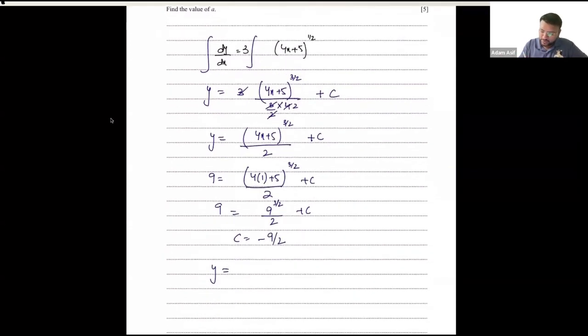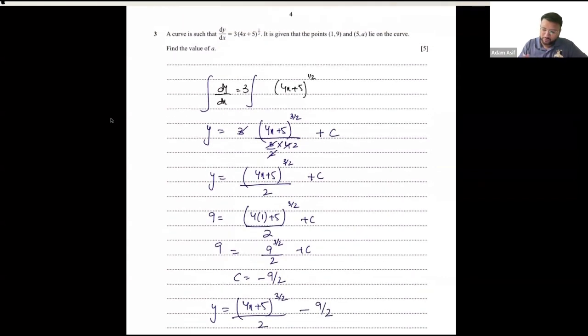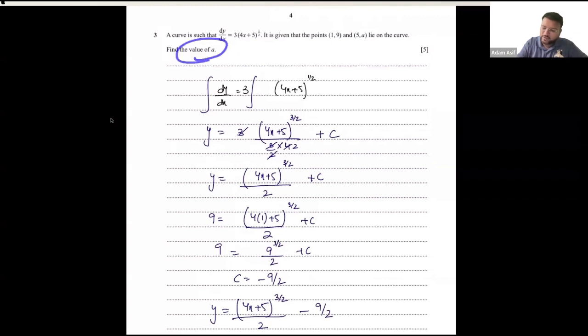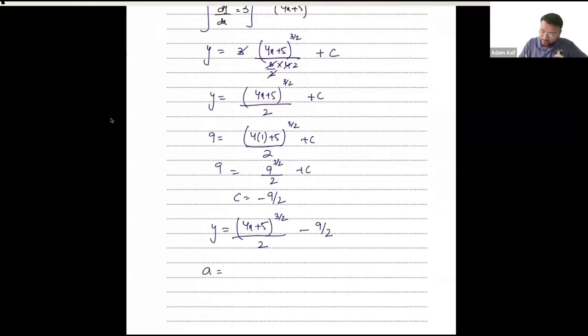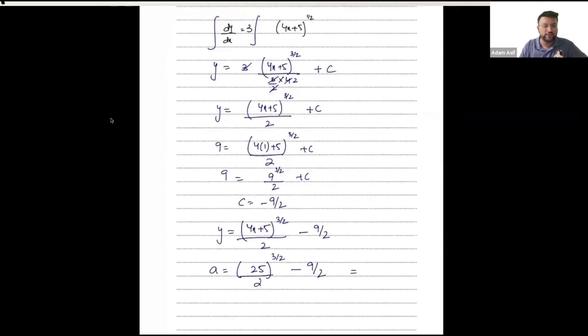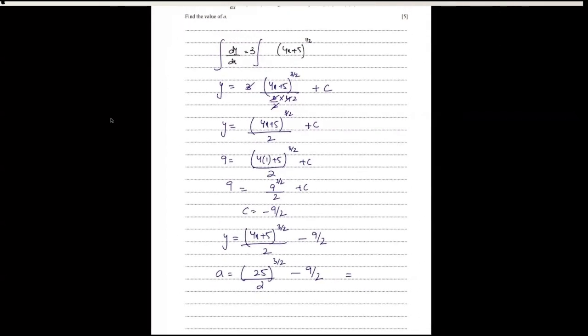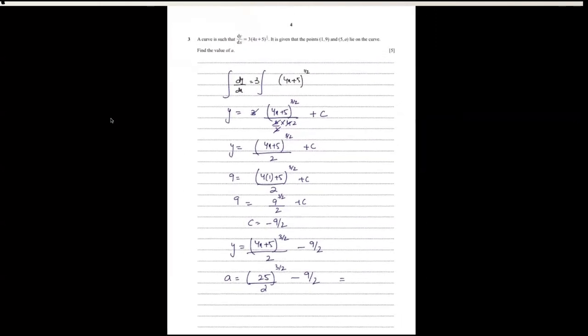So equation becomes y equals (4x plus 5) to the power of 3 upon 2 divided by 2, minus 9 upon 2. We want to find the value of a. To find the value of a, I'm going to use this point. When x is 5, y is a. So 25 to the power of 3 upon 2 divided by 2 minus 9 upon 2. इसको solve कर लें. Give me the value of a. There I got 58. Okay.